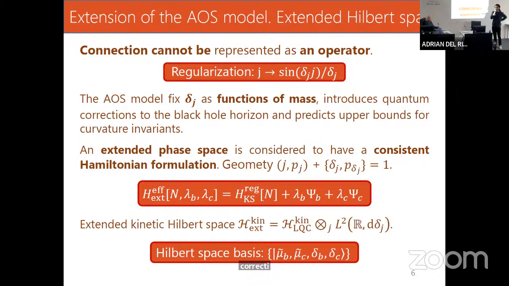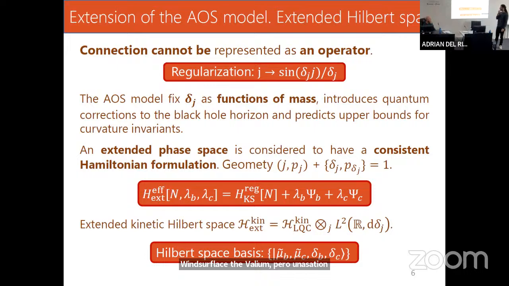To maintain a consistent Hamiltonian formulation, an extended phase space needs to be considered. So in addition to the previous canonical pairs, two extra pairs are added. Here are the commutation relationships that they satisfy, and now the dynamics are generated by this extended Hamiltonian. The first term is the previous Hamiltonian with the regularization, and the two extra terms are composed of a Lagrange multiplier lambda and a constraint C, which relates the value of the regularization function with the prescription proposed by AOS.